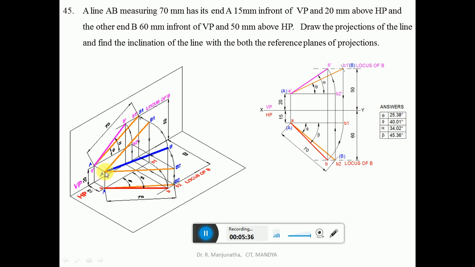So with A as center, by taking the radius of AB1, you rotate B1 such that the B1 point is going to cut the locus of B in space. So that means this B1 will take the path from here to here such that it cuts the locus of B here. So this will be the point which is in space. So this is the point AB. Join A to B with a dark line.